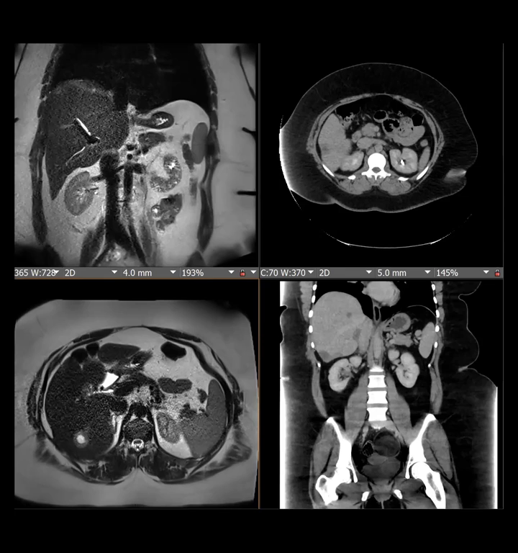My resident I'm sitting here with asked me, do they matter? Ben, what do you think? What do we do about these lesions? So this patient is actually getting a transplant. Yeah, so they do matter.